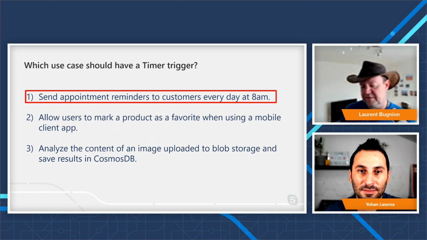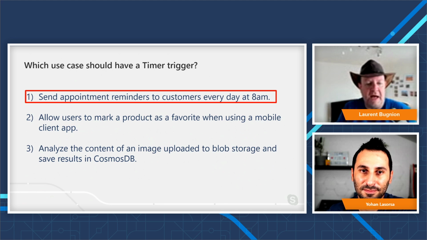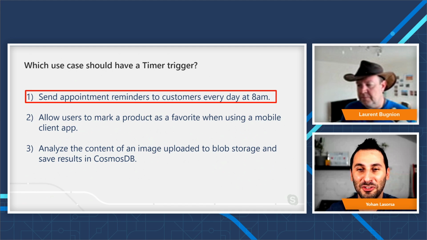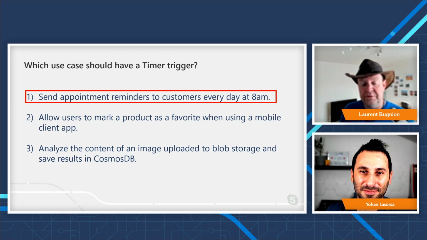Okay, or I think what's going on here is they say, when you're using your mobile client application and you want to mark the favorite, that could be an HTTP API, for example. Oh, right, sorry, I didn't understand it that way. I thought of a more complex example. Sorry. Yeah, and then for the last one, number three, analyzing the content of an image.